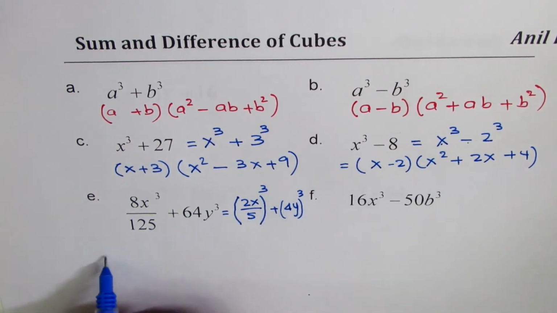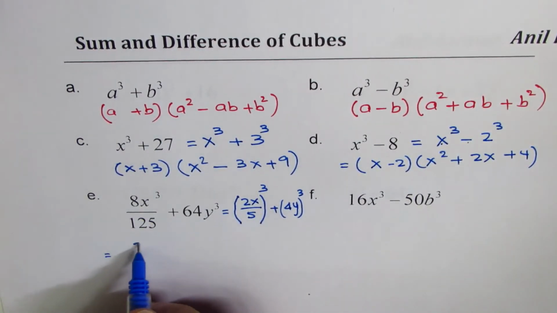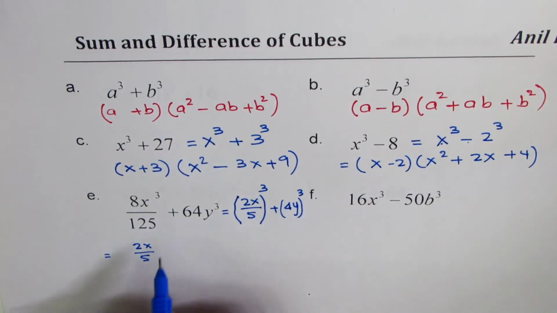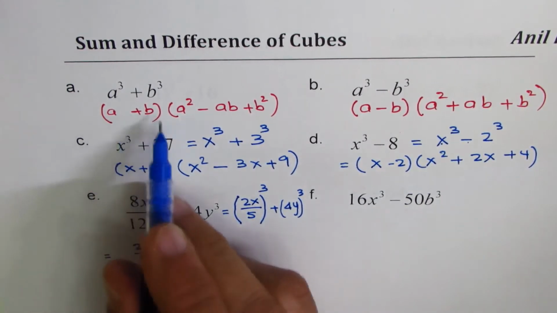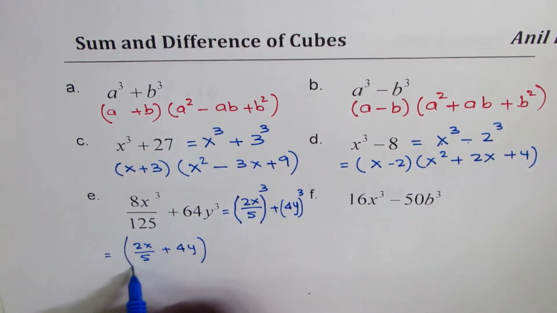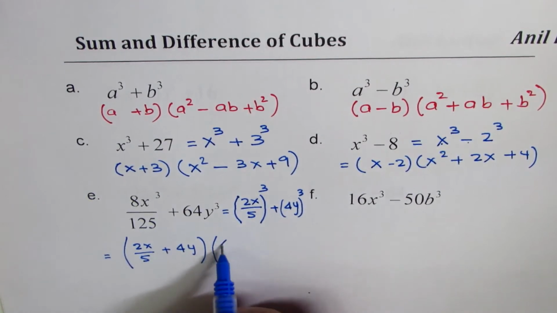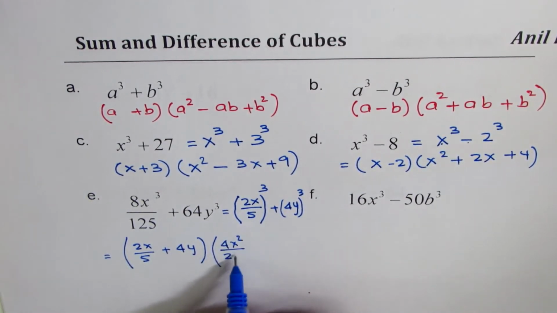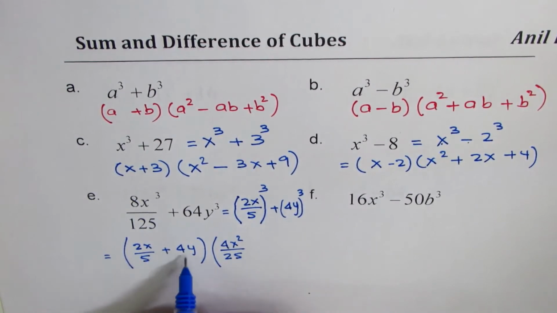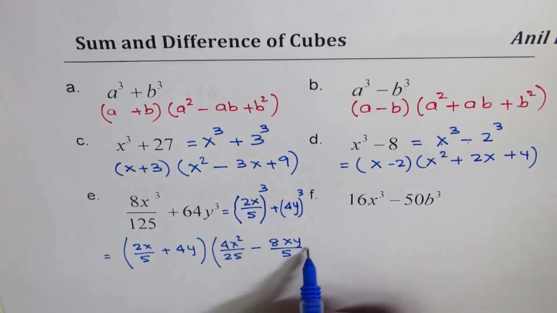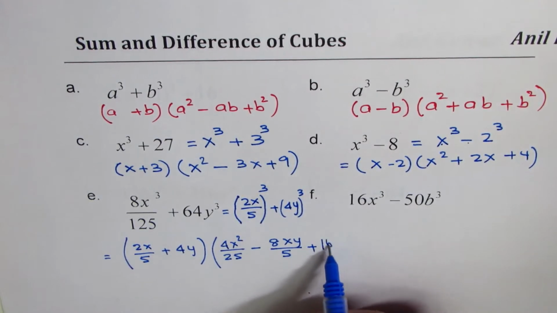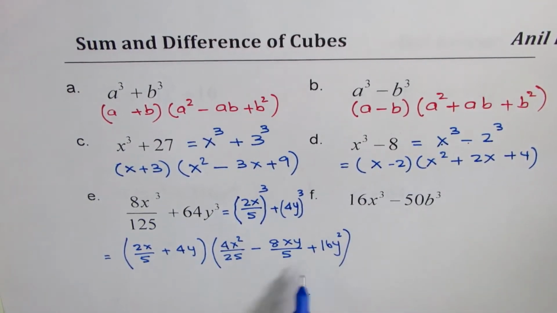Now we can factor using the same formula. So it is 2x over 5, that is a for us, plus 4y. Do you get it? So this is a plus b, 4y, times square of this, which is 4x squared over 25, minus product of this, minus, so 4 times 2 is 8, 8xy over 5, plus square of this, which is 16y square. Is it okay? So that is how you could do it.